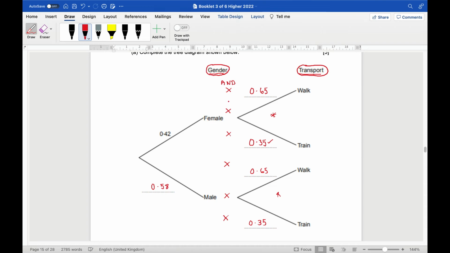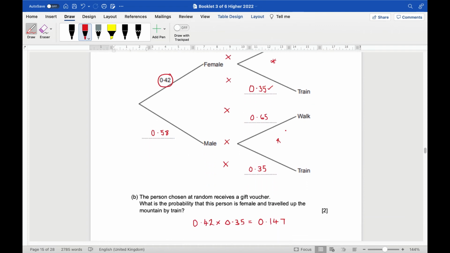The other thing I want to point out is that every part B is about combinations. This followed by this and this. And the word and means times. Okay, so if I wanted female and walk, I would times female and walk. I would times those numbers, always times in, to give me the probability of female and walking. What does my one ask for here? What is the probability that the person is female and travelled by train, female and train, and I multiply them together to get my answer.